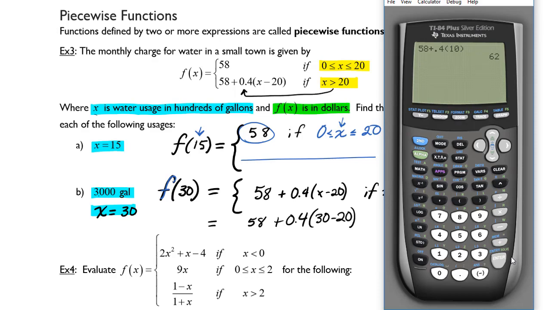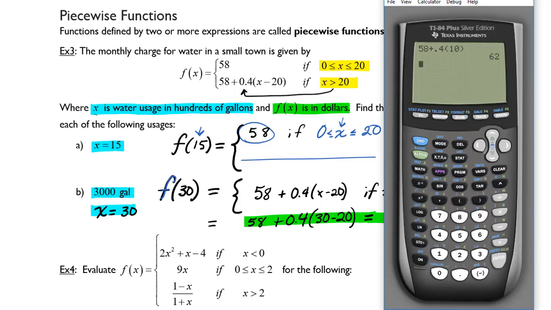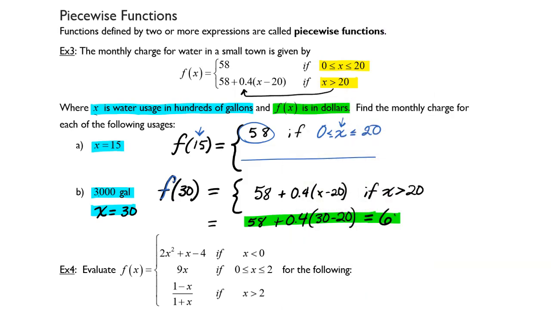Now remember, what does f of x represent? Well, we highlighted that in green because it represents money. So we're going to say that we had $62 that we were going to have to pay for using 3,000 gallons of water. I hope that makes sense.